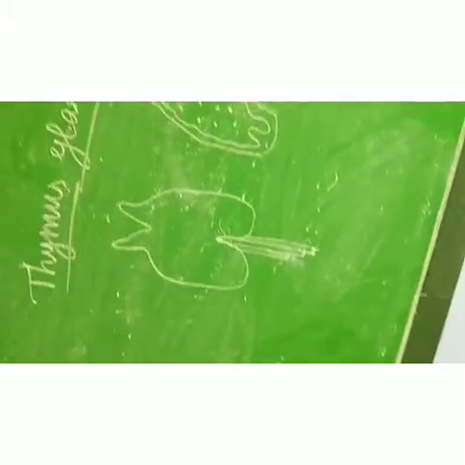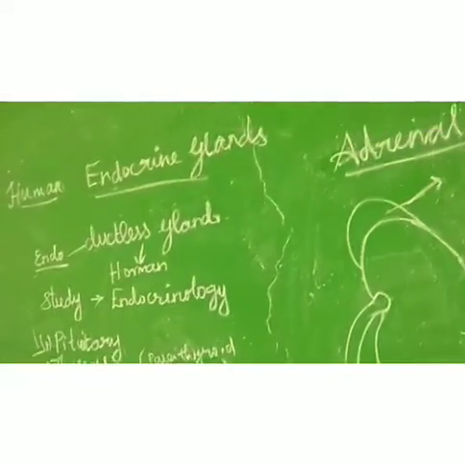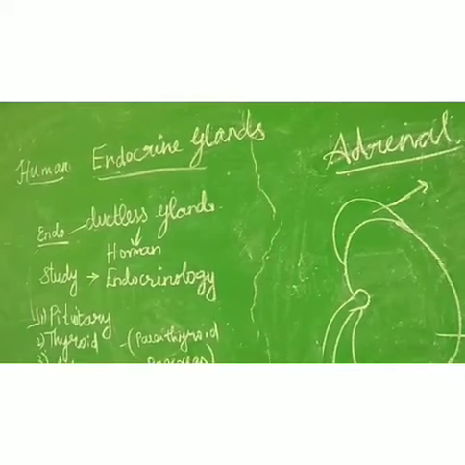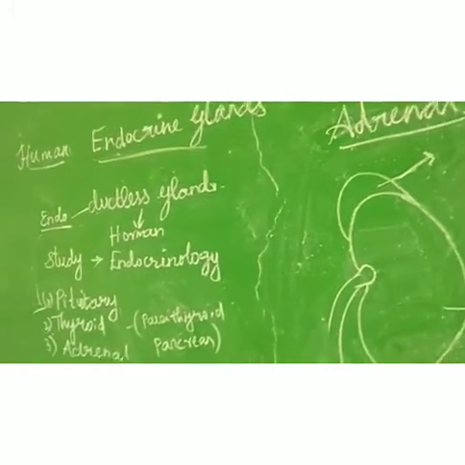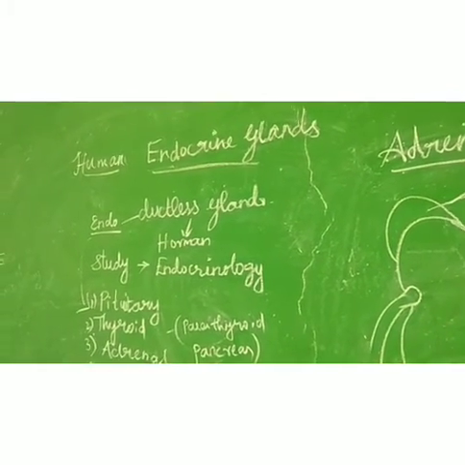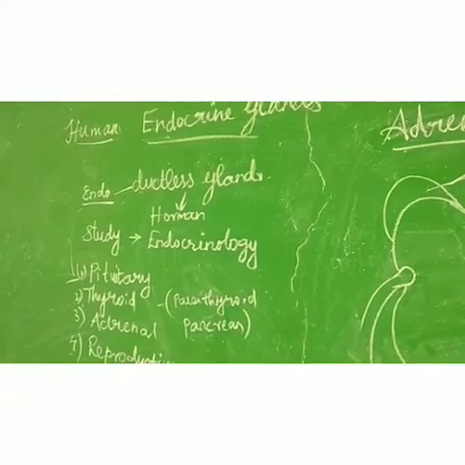We started with the human endocrine glands. Human glands are of two types, exocrine and endocrine. Endocrine glands are otherwise called ductless glands. They produce chemicals called hormones. A small amount of hormone is secreted and passes into our bloodstream. The study of the endocrine system is called endocrinology.